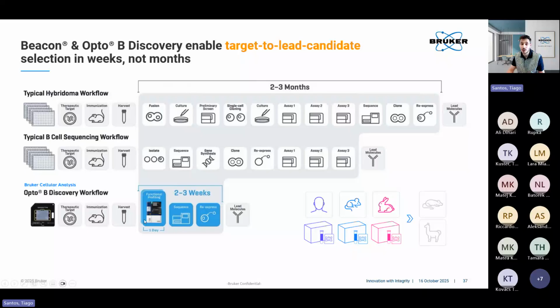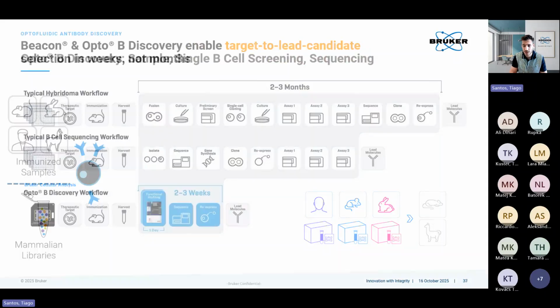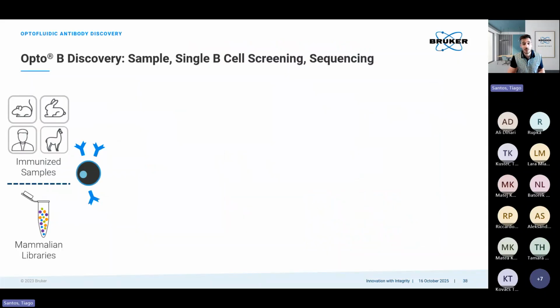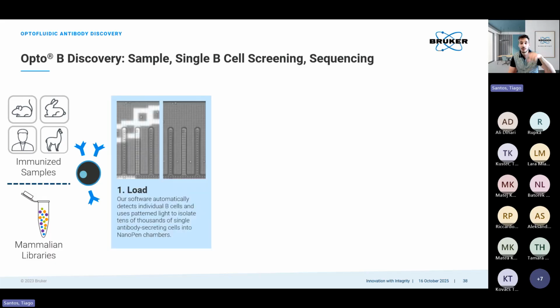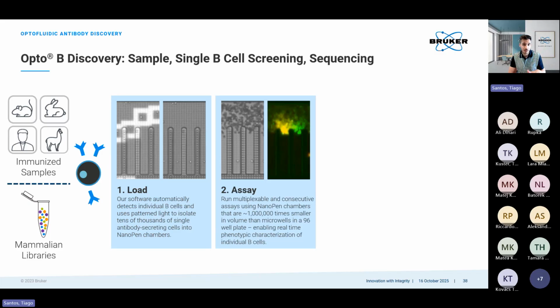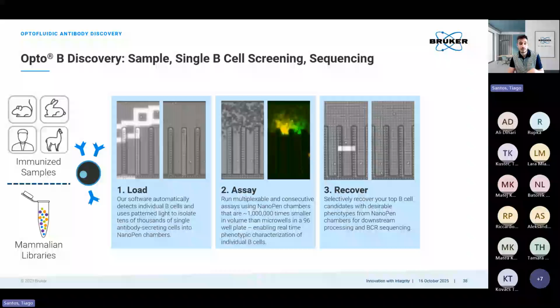It's immunization, isolation of cells, and then we have multiple kits, as you will see, to analyze different B cells from different types of samples. So you start with immunized samples, then we have an end-to-end solution, different kits to isolate and work on those B cells. Then once again, you selectively load those live B cells. You do the assays. I'll go a bit deeper on that. You recover the B cells, or you can also capture the sequence within the nanopen.